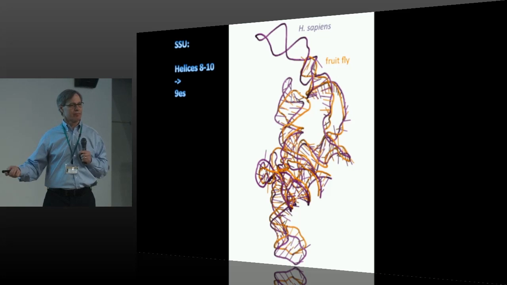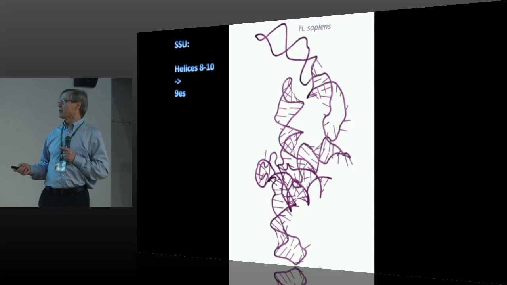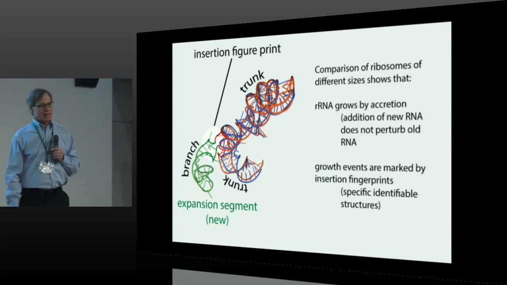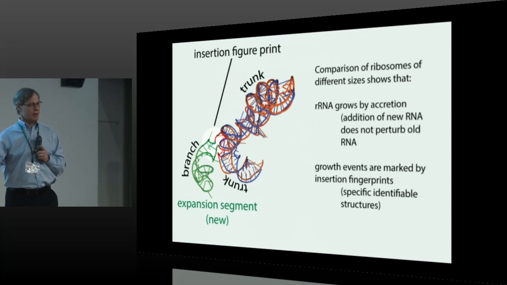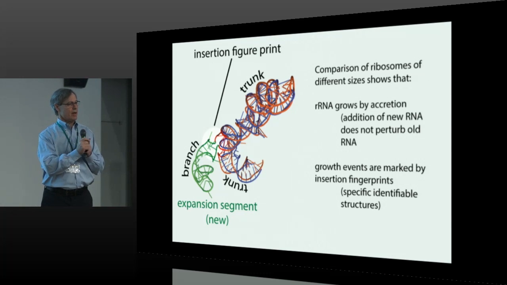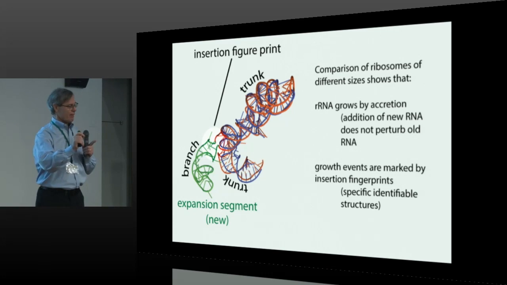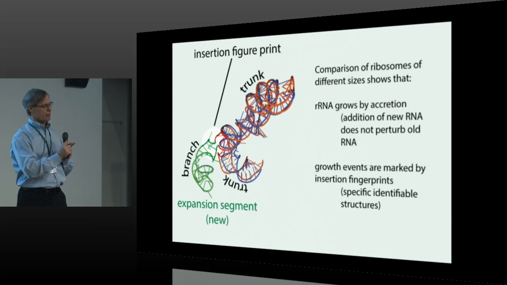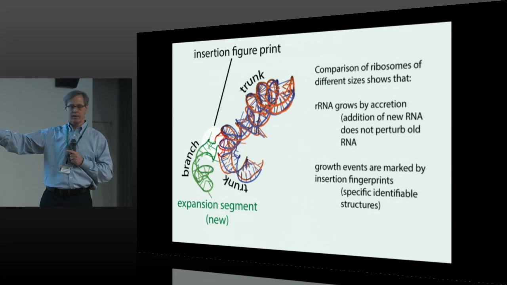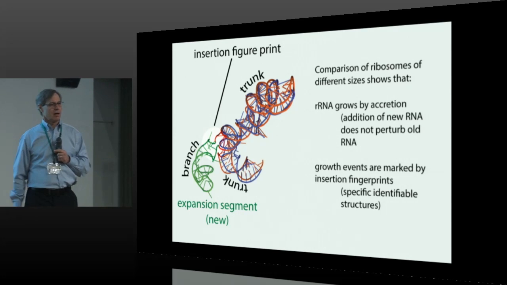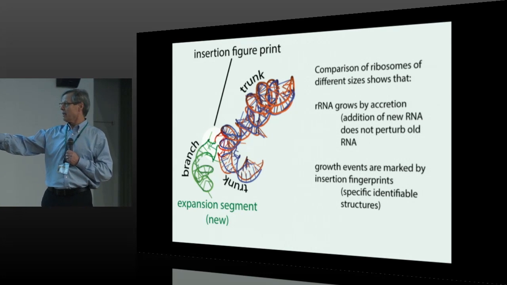So the ribosomal RNA, I need to be careful. The ribosomal RNA grows by accretion. And when it increases in size, it leaves fingerprints. It's very nice. It's like a tree, and when you have a branch growing out of a tree, there's a knot. And so even if you cut the branch off, you can cut into the tree and say, yes, there was a branch here once. And so this is something we've identified called an insertion fingerprint, a specific structural element that allows us to say, this green thing grew out of that red thing.